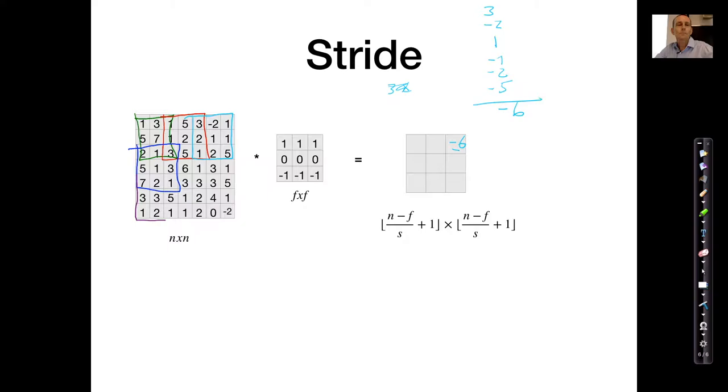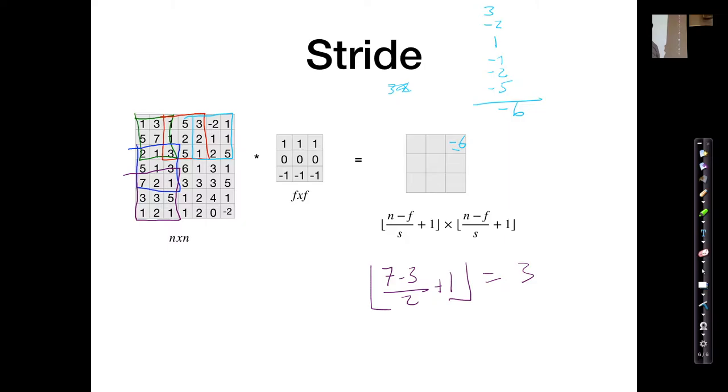So the size of our resulting output is n minus f divided by s, so divided by the stride. So in our case, this is 6 minus 3 divided by a stride of 2. Let me make this so we can actually read it. 7 minus 3 divided by 2 plus 1 equals 3. Why do we have the floor here? Why is the floor necessary? If we had six, then we'd run into trouble.